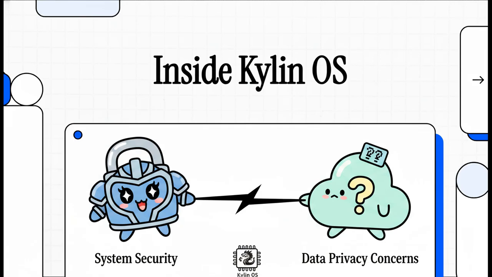Welcome to This Explainer. Today, we're jumping right into a really fascinating tension at the heart of China's homegrown operating system, Kylin OS. We're going to unpack the entire architecture, from the initial installation to some deeply hidden features. Ultimately, we're looking at the stark contrast between having absolutely bulletproof system security on one hand and some serious data privacy concerns on the other.